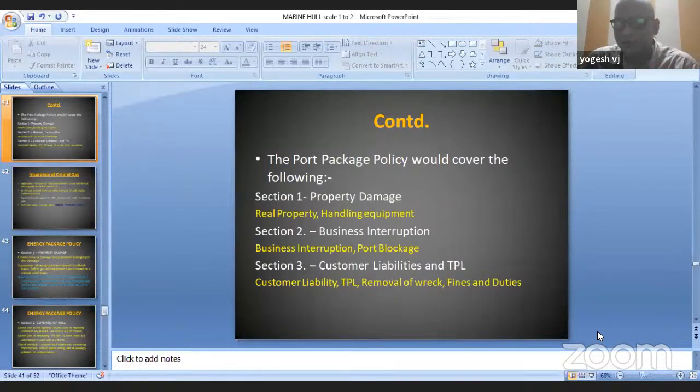Business interruption, section 2. Just as in fire, you have business interruption, or in the IAR policy there is fire and then FLOP, fire loss of profit. Business interruption, port blockage is covered. Then third party liability. In IAR too, if optional, you can give third party liability. Customer liability, then third party liability. So, it is analogous somewhat to that. Okay.